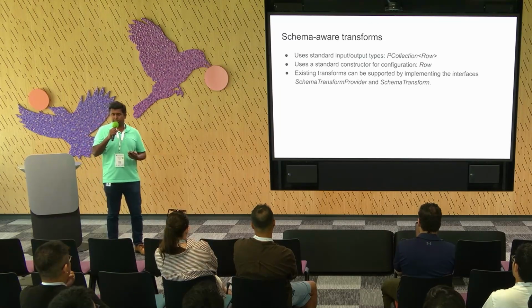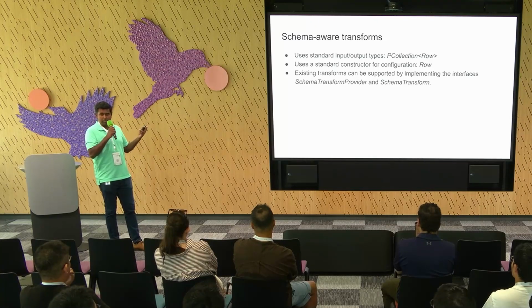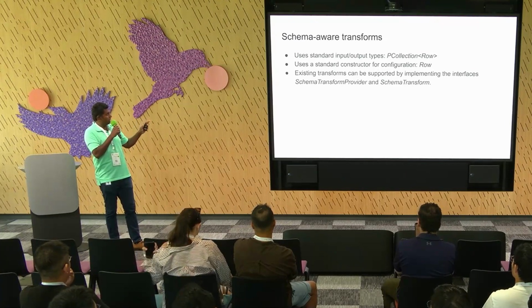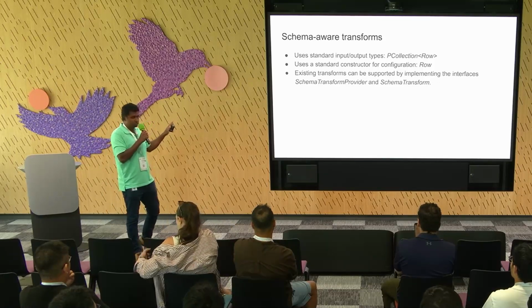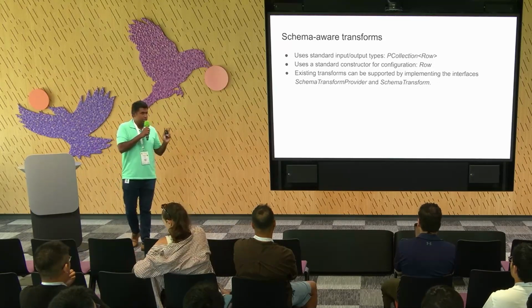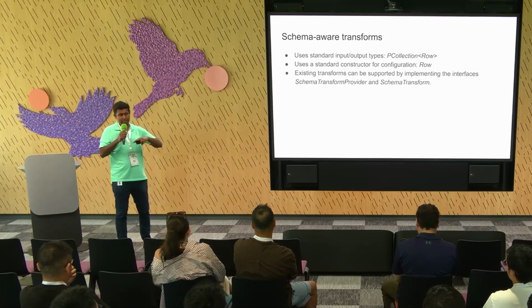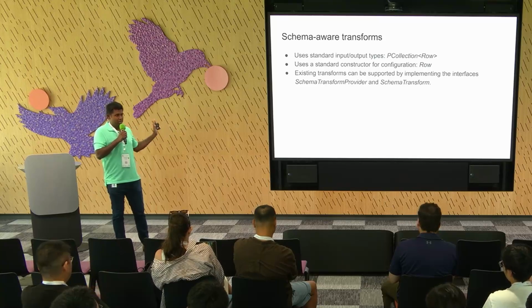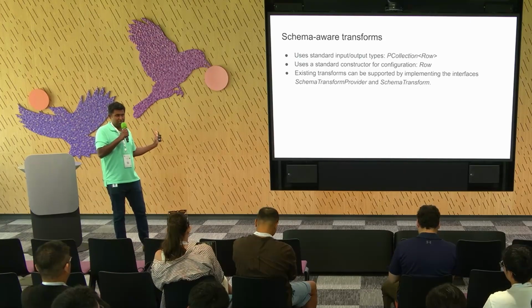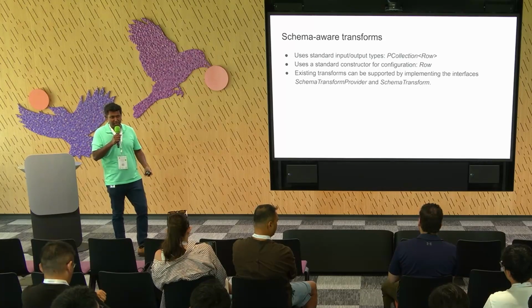If you have existing transforms, they can be relatively easily converted to a schema-aware transform by implementing two interfaces. One is called SchemaTransformProvider. The second one is called SchemaTransform, so you can convert existing ones. And underneath, it'll be the same transform. So if you have a very stable connector, you can create a schema-aware transform that will still use the battle-hardened code from that connector.